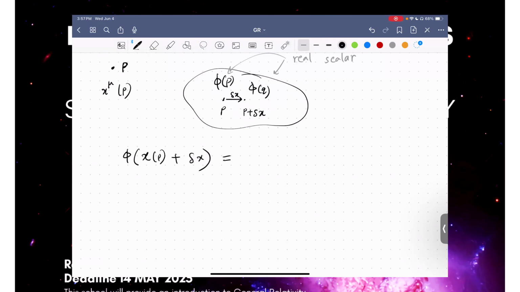And we can use Taylor's formula. So this becomes f of x, or just the value of your scalar field at point P, then δx^μ, and then the derivatives of φ evaluated at P.